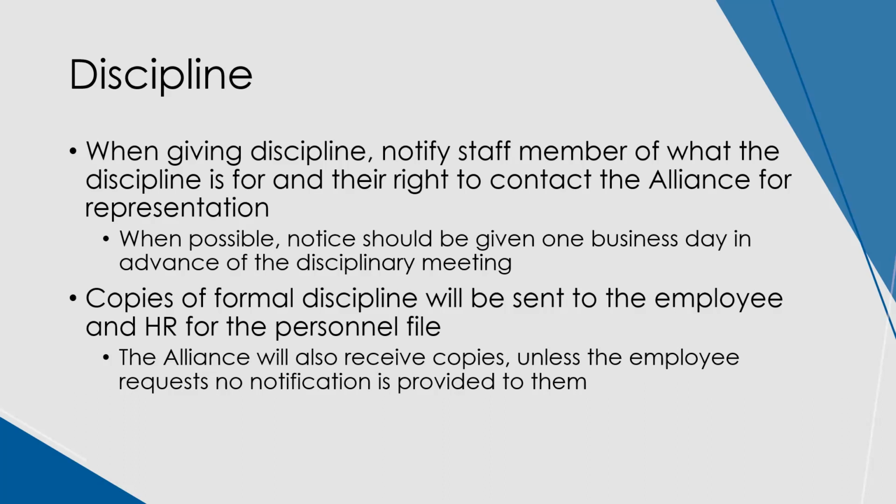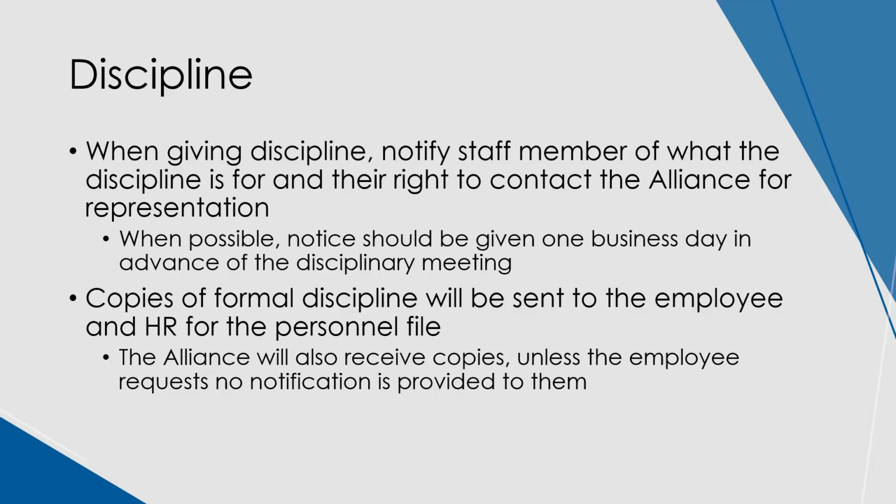And when possible, that notice should be given 1 business day in advance of a disciplinary meeting. So when the disciplinary meeting is where you're going to give that formal discipline and provide the first written notice, second written notice, whatever that disciplinary measure is, you need to give them 1 business day in advance when possible. Obviously, again, where there's an egregious action that needs immediate attention, that may not always be possible, and it's necessary to have an immediate conversation. However, when possible, we're going to give that 1 business day notice in advance.